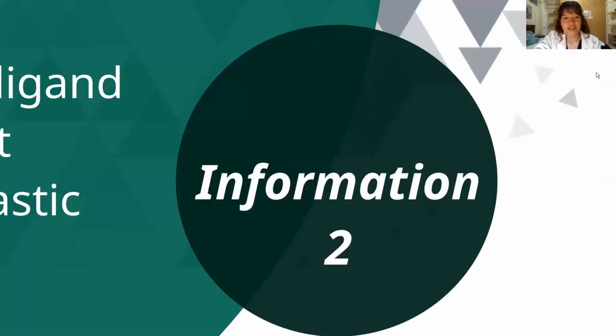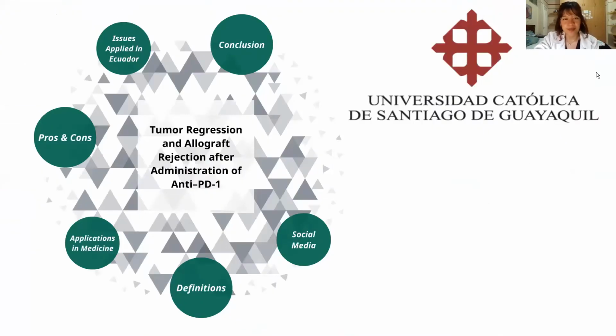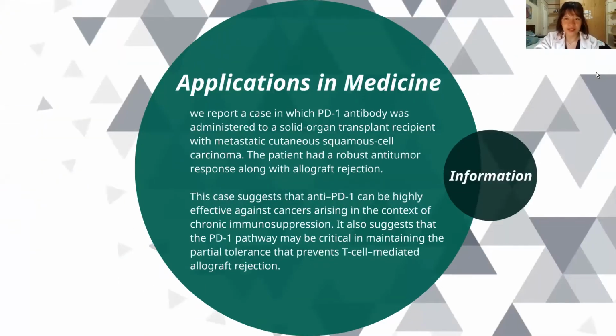Okay, so next we have applications in medicine. We report a case in which PD-1 antibody was administered to a solid organ transplant recipient with metastatic cutaneous squamous cell carcinoma. The patient had a robust anti-tumor response along with allograft rejection. This case suggests that anti-PD-1 can be highly effective against cancer arising in the context of chronic immunosuppression. It also suggests that the PD-1 pathway may be critical in maintaining the partial tolerance that prevents T cell mediated allograft rejection.